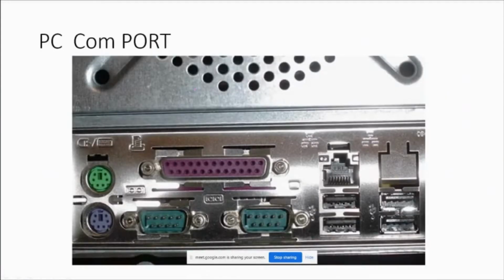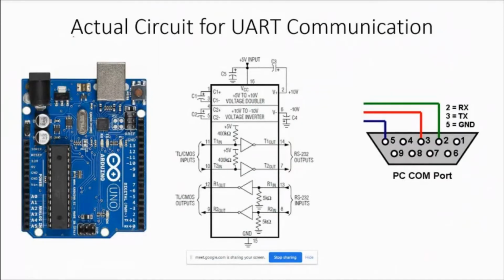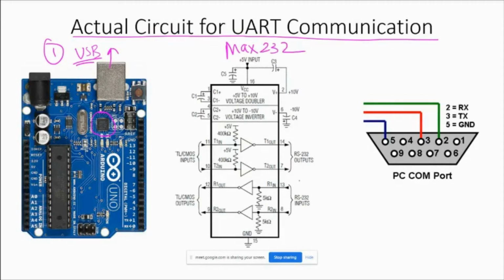In olden day PCs, if you look at the backside of your computer, you would have this 9-pin connector. This is the UART interface of your computer. This is the actual circuit for UART communication. This IC is called the MAX232 IC. It is a 16-pin IC. Pin number 16 is connected to the power supply, and pin number 15 is connected to ground.